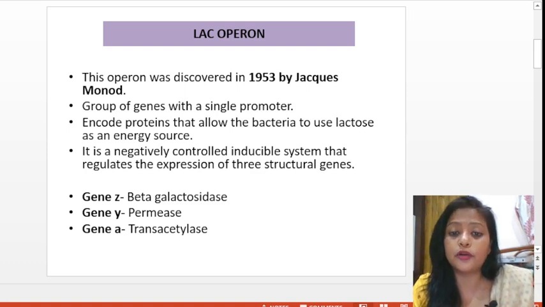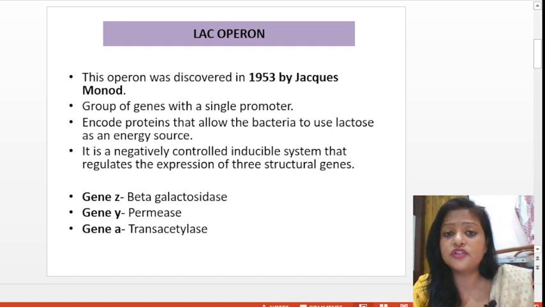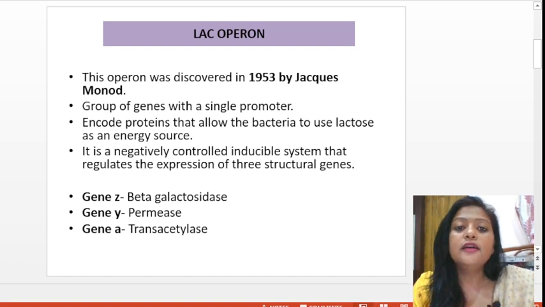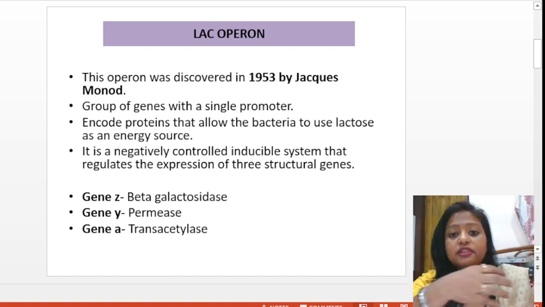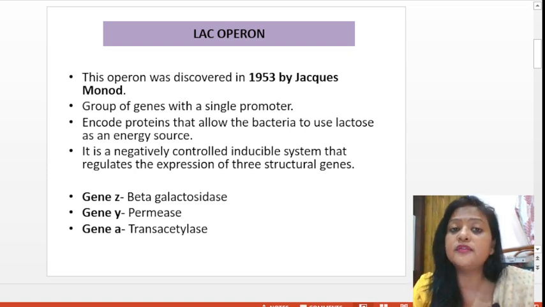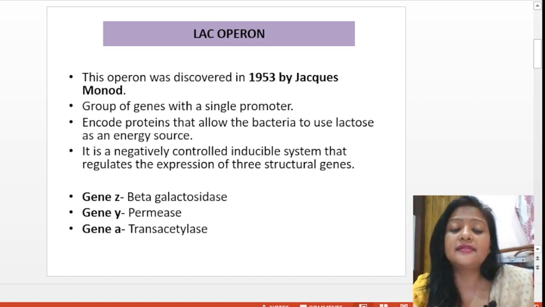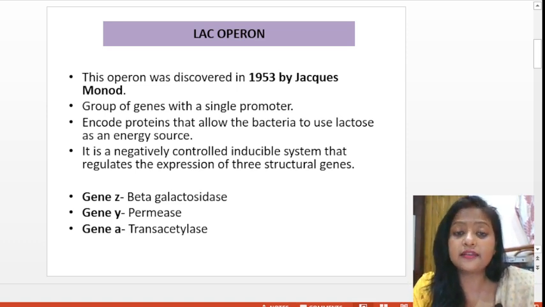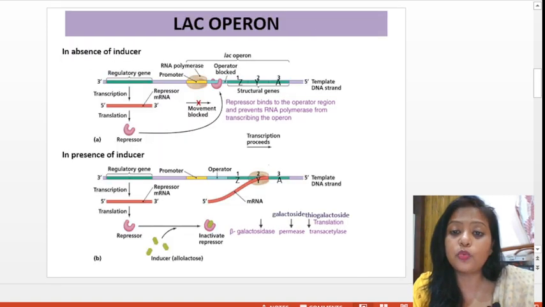When we talk about the lac operon, it is basically lactose metabolism. When lactose metabolism is occurring, you're using a set of genes, and that is the lac operon. The lac operon encodes proteins, or you can say there are many genes here which encode proteins, allowing the bacteria to use lactose as an energy source, especially when lactose is present. This system is a negatively controlled inducible system, and it helps in regulating the expression of three structural genes. So what are the three genes? Gene Z, gene Y, and gene A.